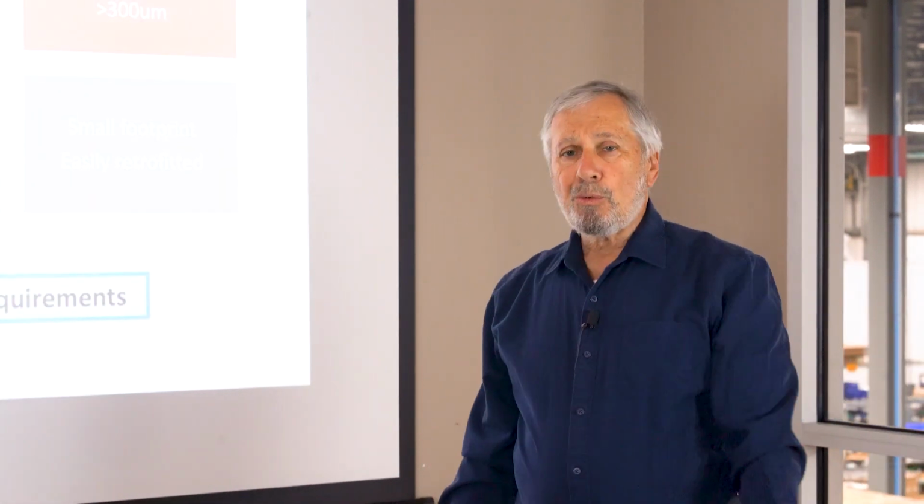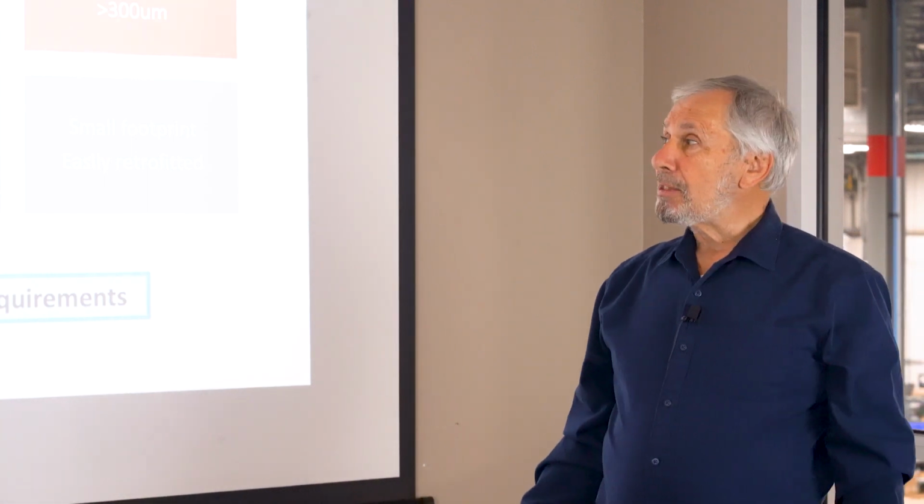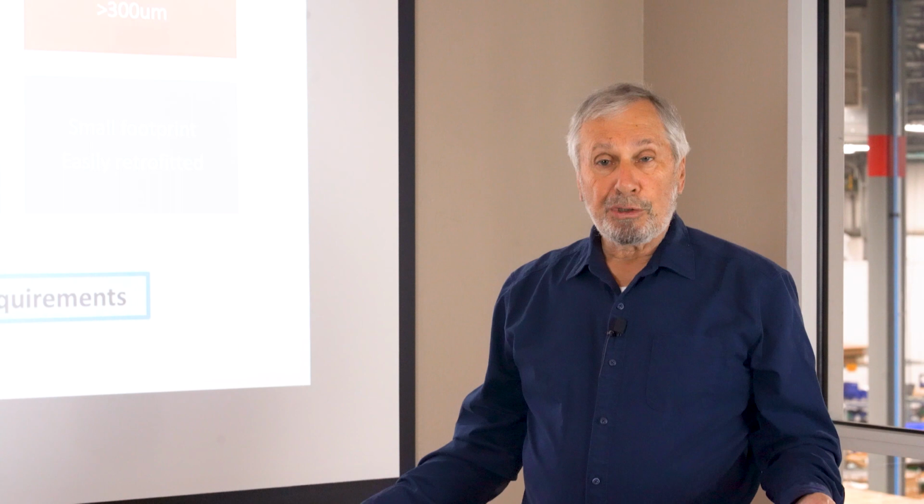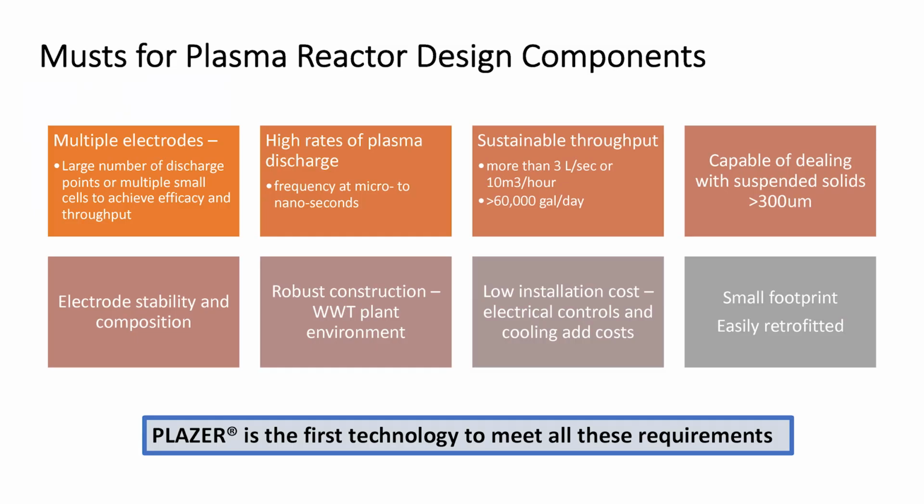So to make things work on an industrial basis, we've got to have multiple electrodes or multiple discharges. It's got to be a high rate because we need to process a lot at any one time. It's got to be able to keep going at a sufficient rate to make things really happen on a consistent basis. And you've got to be able to deal with solids. Not absolutely essential, but it's good if you can.